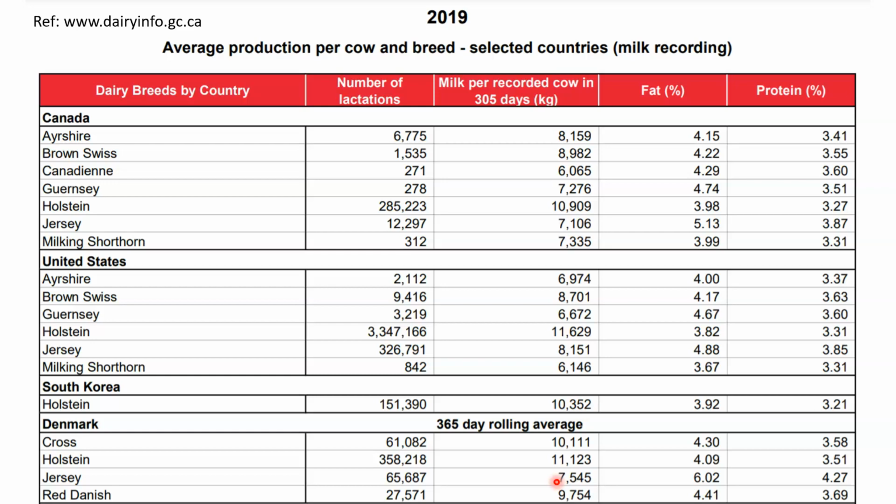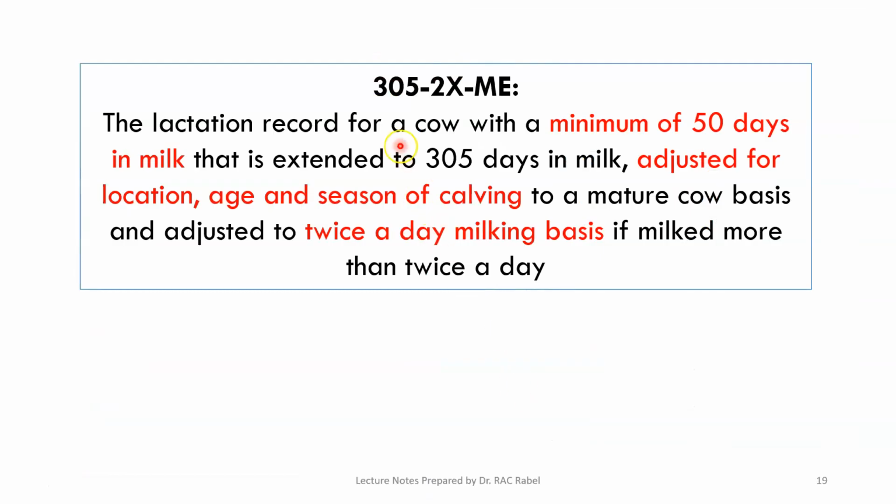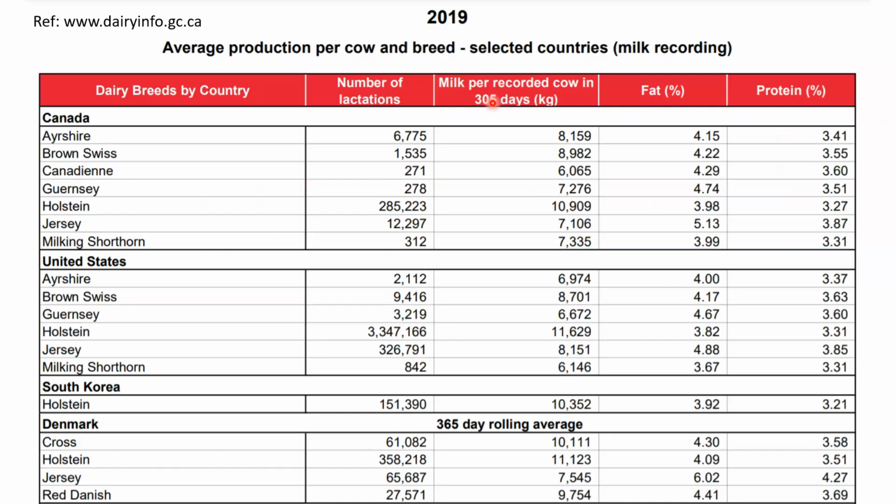So what they do is they use something called a 305-2X-ME, right? Before we define that, what do you think will be the differences among these animals, different breeds, different countries? For one, like I said earlier, certain animals may have only milked up to 280 days. Some animals would have given milk only up to 150 days.